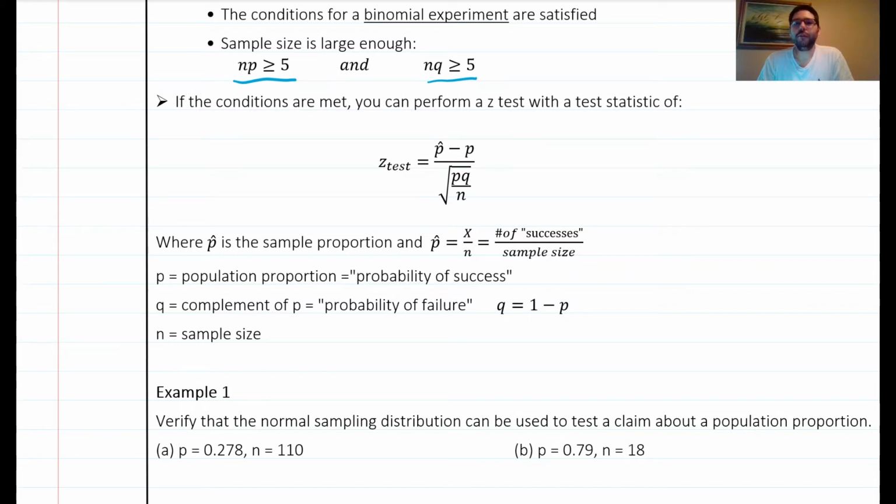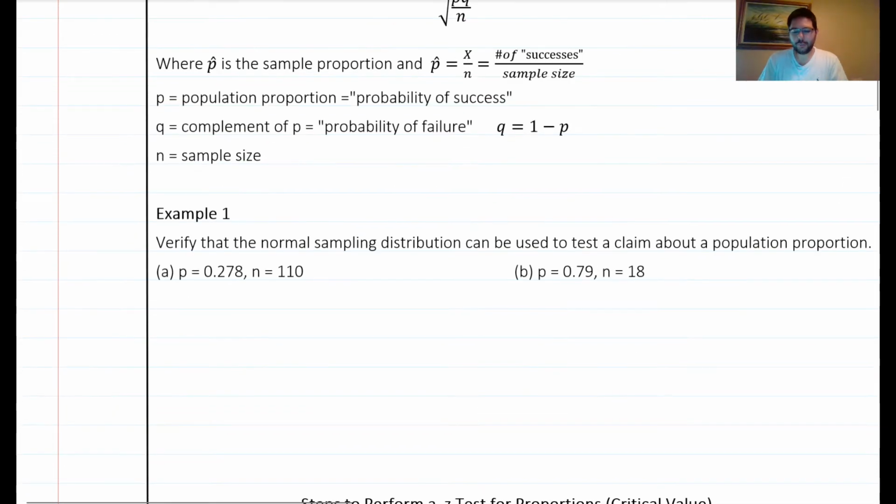So if 40% was success, as I said earlier, then 1 minus 0.40 or 0.60, same thing as 60%, is the probability of failure. And then the n is the sample size. Now, to calculate the p-hat, you're going to take the number of successes, which we call x, and divide it by the sample size. It's a pretty easy calculation to do.